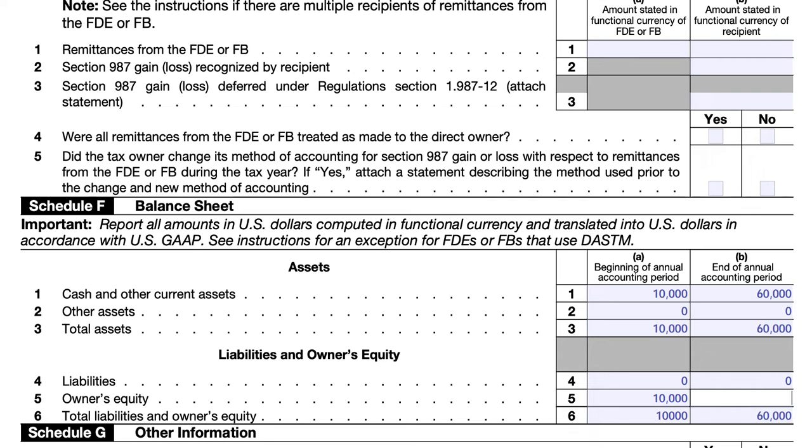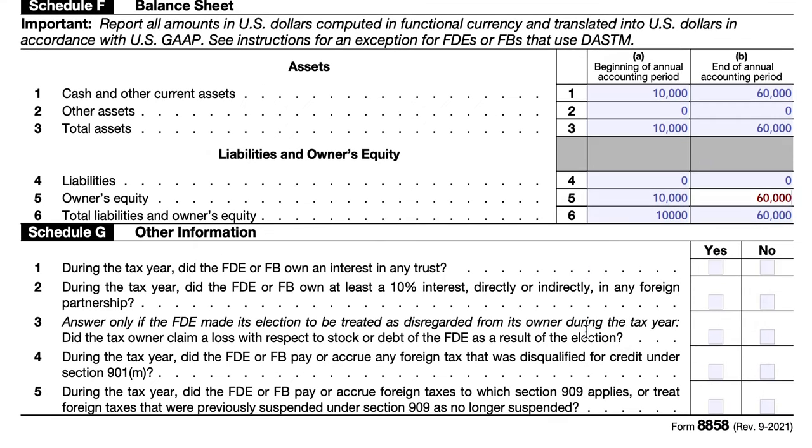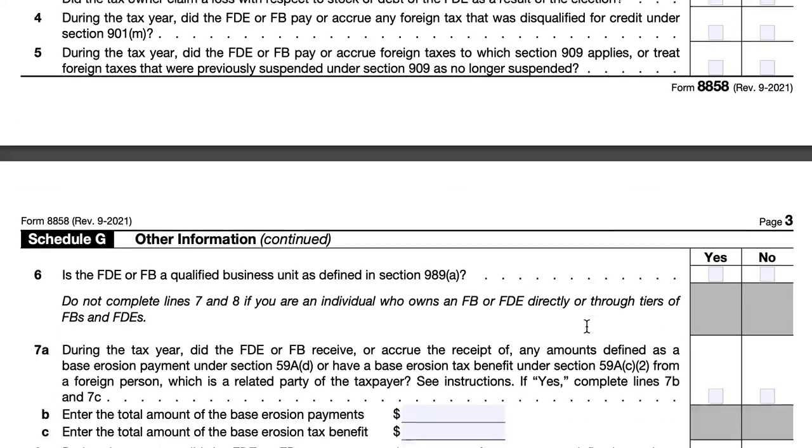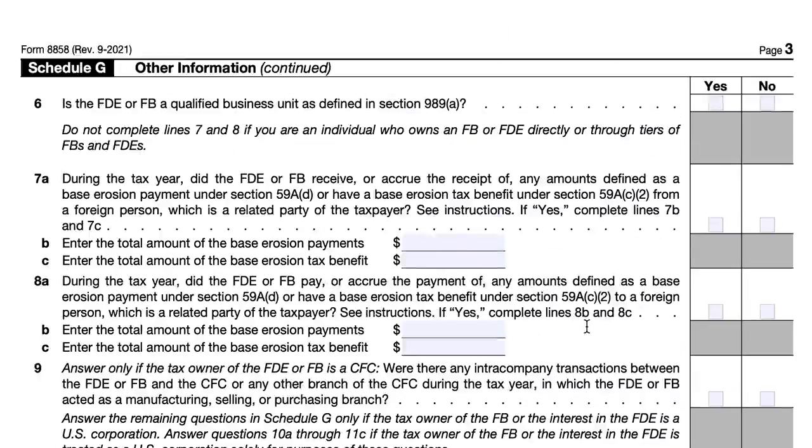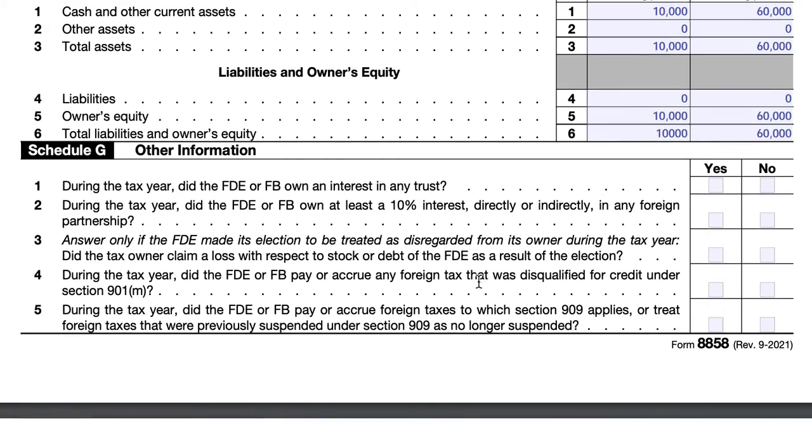So all of this is on the equity side of the ledger. So in Schedule G, you're going to tick off certain of these fields, and these are mostly yes/no answers. So question 1, did the foreign entity own an interest in a trust?